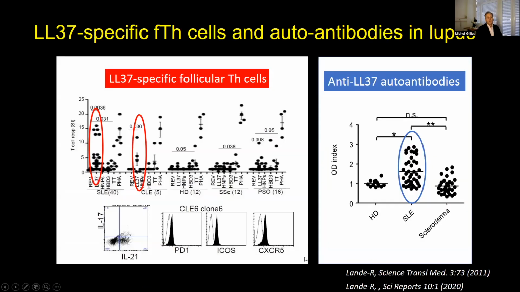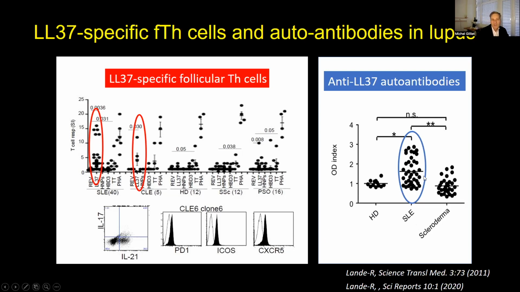So what we also found in lupus is that there are T cells specific for IL-37, just as in psoriasis. Here we stimulated PBMC from SLE patients or cutaneous lupus patients with IL-37 or control peptides, and we find high levels of proliferation. However, in contrast to psoriatic patients, these T cells had the phenotype of follicular T helper cells, which are the T cells which promote B cell activation and antibody production. In fact, these T cells produced IL-21 and less IL-17. They express PD-1, ICOS, and CXCR5, which are markers for follicular T helper cells.